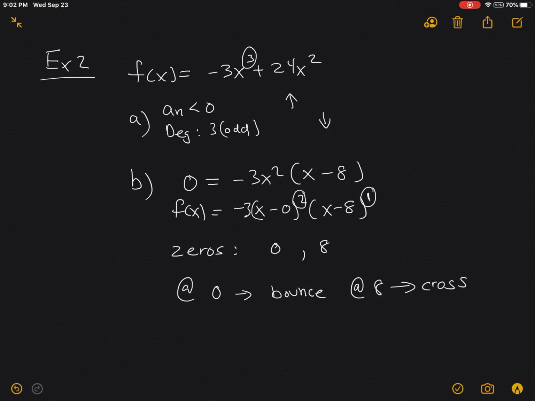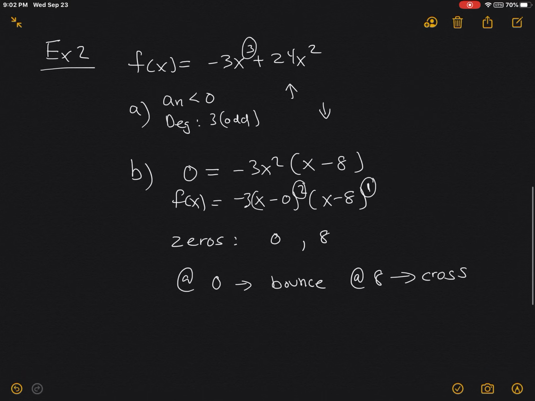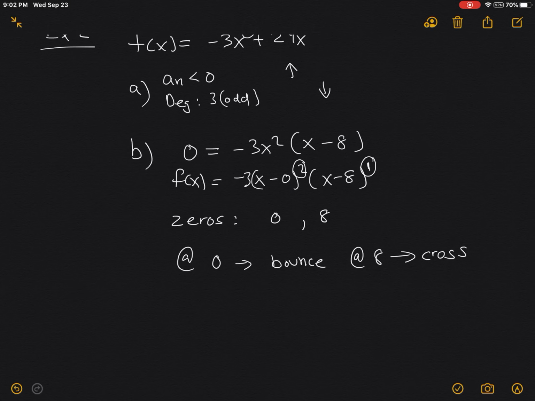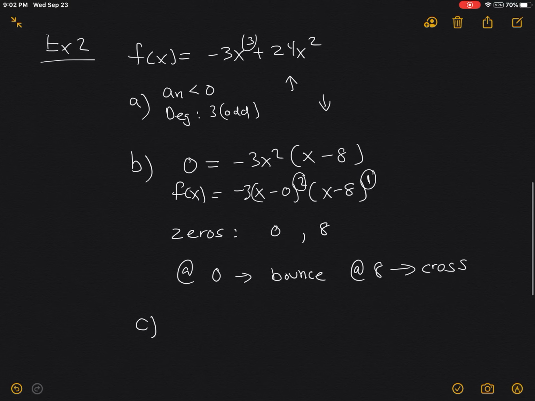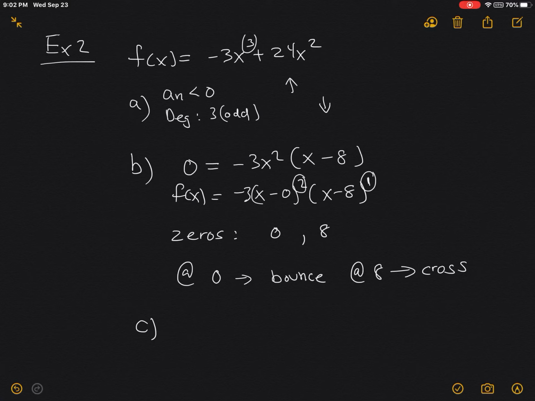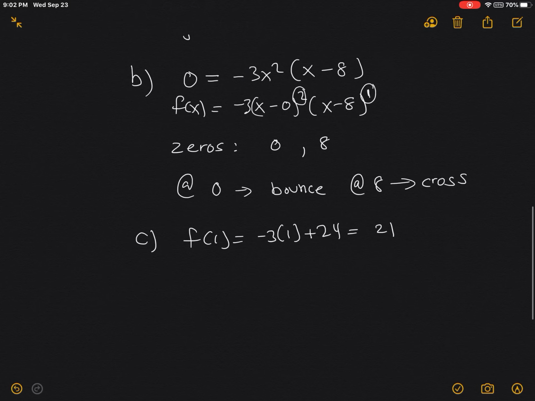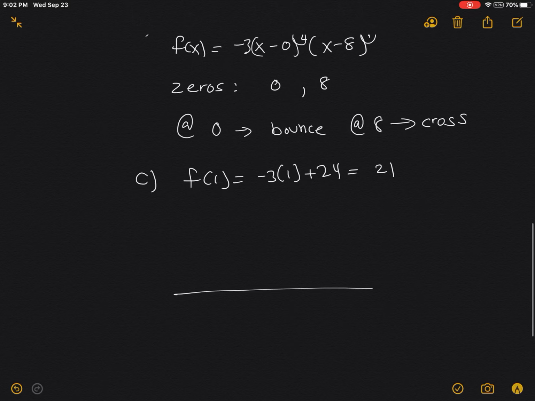Why is it a cross? Because the multiplicity right here is a 1. All multiplicities of 1, or odd numbers, cross the x-axis. It doesn't look like we're going to get a y-intercept here, but you can plug in an extra point. Maybe plug in 1. So f of 1, negative 3 times 1 cubed is just 1 plus 24, so you're just going to get 21. 1 comma 21 is a point, and we can sketch it.